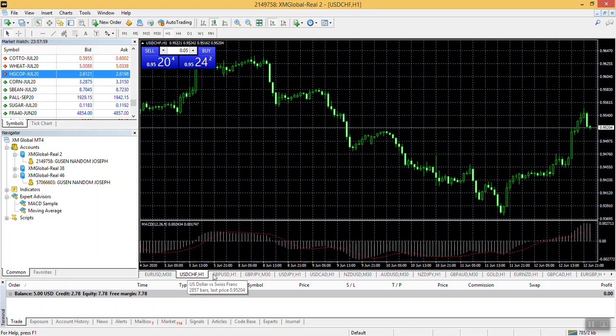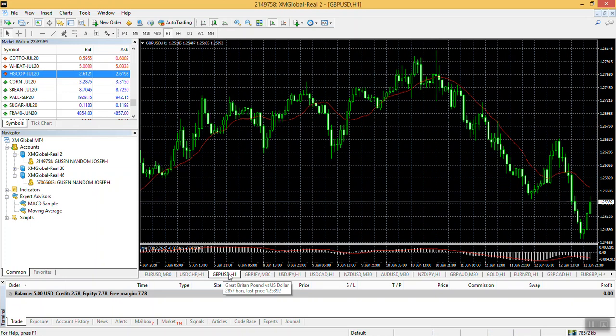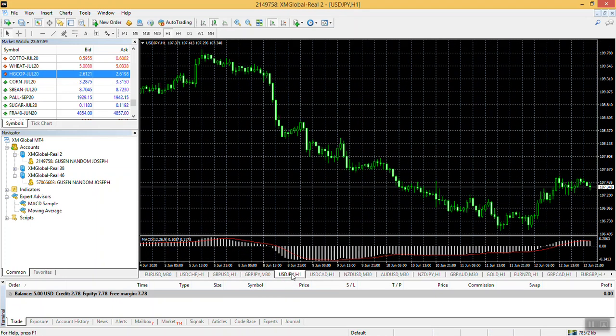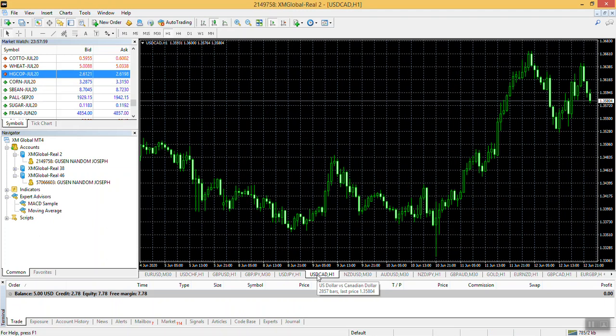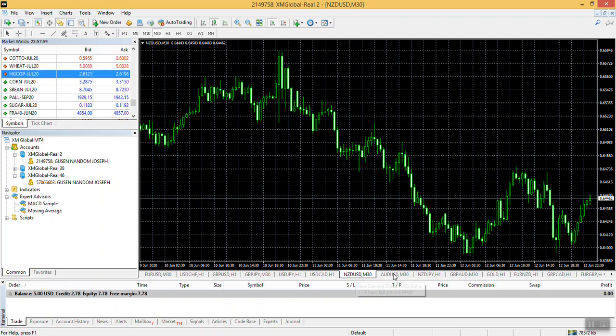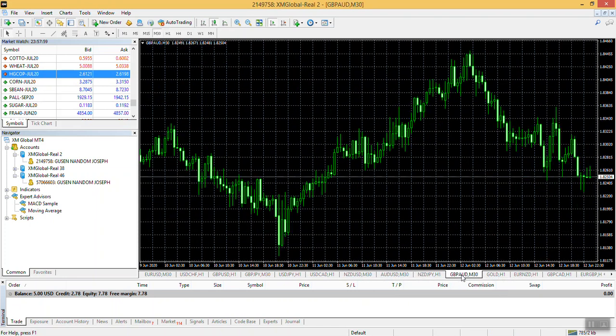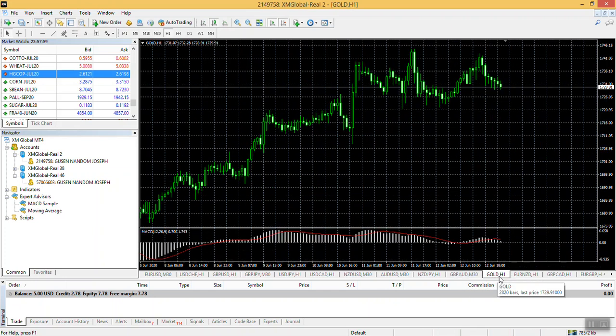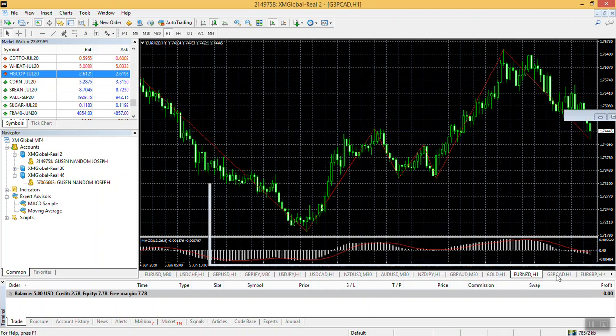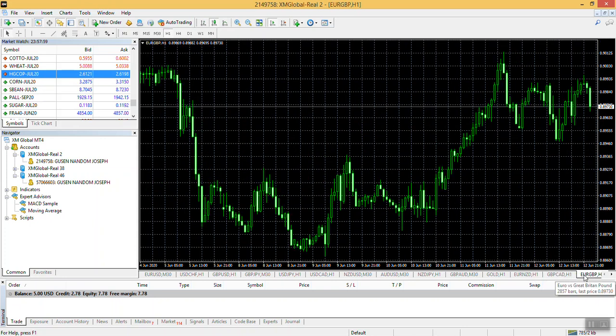This is for USD CHF. This is for GBP USD. This is GBP JPY. This is USD JPY. This is USD CAD. This is the NZD USD. This is the AUD USD. This is NZD JPY. This is GBP JPY. This is gold. This is Euro NZD. This is GBP CAD, and so many others. So basically, these are just fundamentals on the MetaTrader 4 platform.